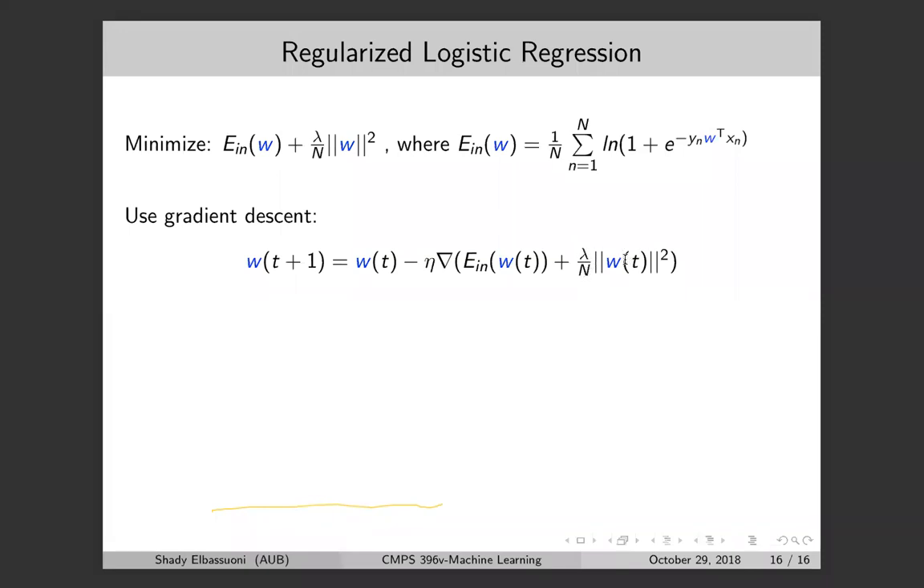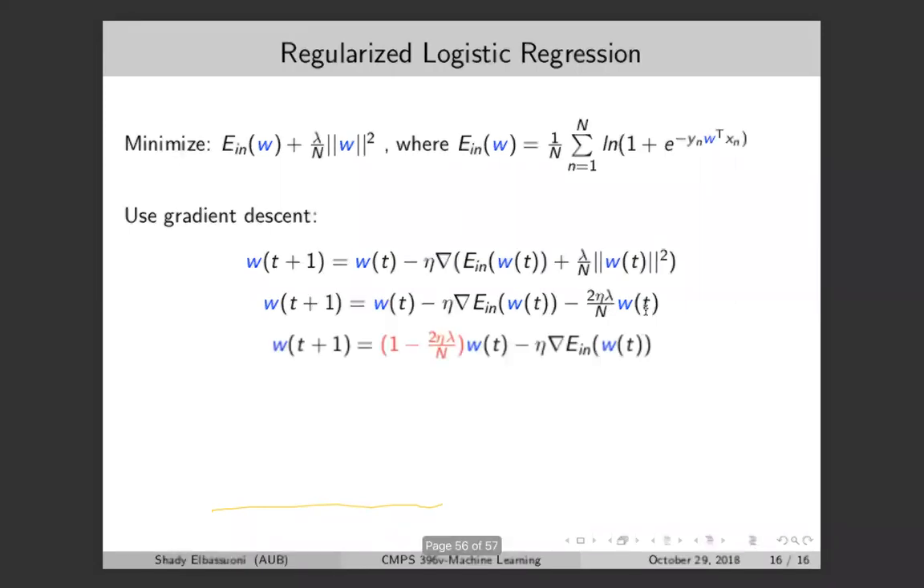I have lambda over n W squared. What do I get? 2 lambda over n W. So then I get W of t plus 1 is equal to W of t, the current W, minus eta, the gradient of the loss function without regularization, the logistic regression function, and the current value of W minus 2 eta lambda over n W of t.